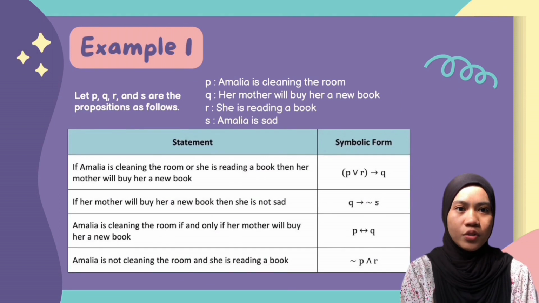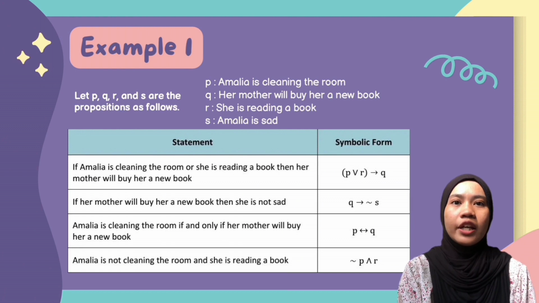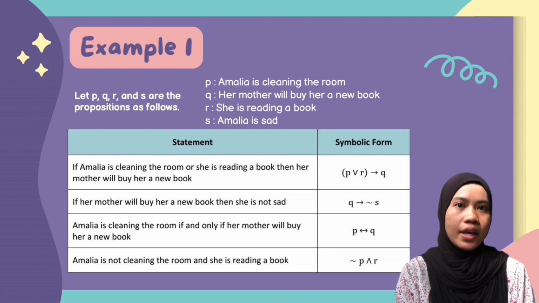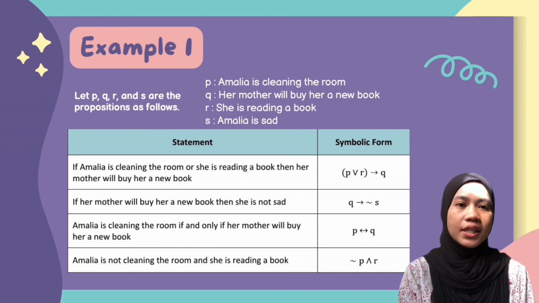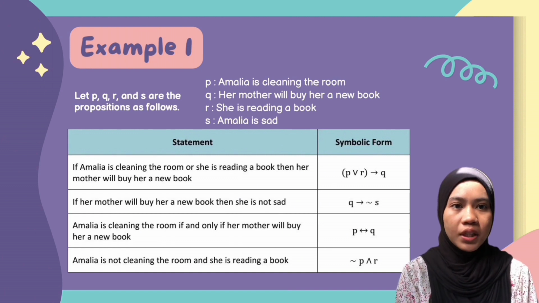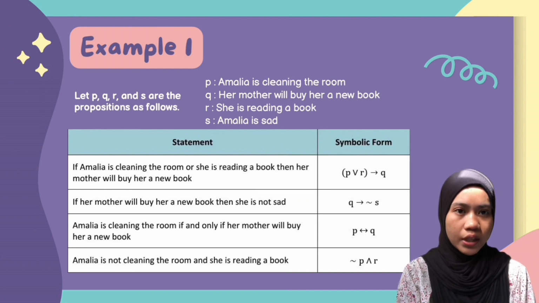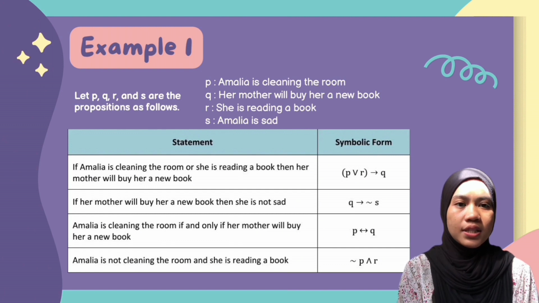We are going to show you some examples. For the first example, P, Q, R, and S are the propositions as follows. P, Amalia is cleaning the room. Q, her mother will buy her a new book. R, she is reading a book. And S, Amalia is sad.